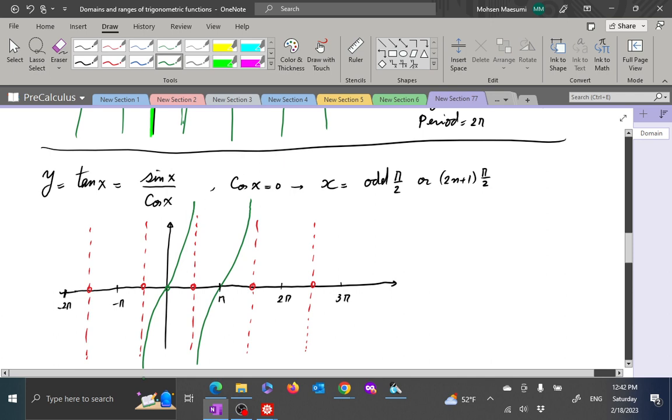One of the interesting things is that the period of tangent is going to be pi instead of 2 pi. This tile that you're going to use here, you just need from say minus pi over 2 to pi over 2, however you want to define your tile. It's going to be half the size of the previous tiles.